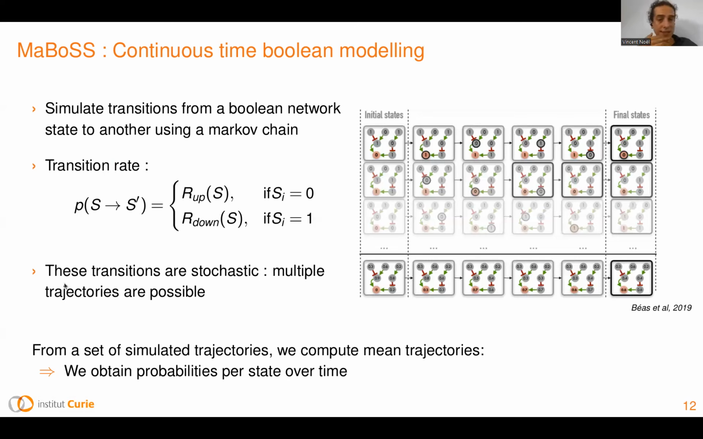Again, these transitions are stochastic, so we can have multiple trajectories. So what we do in practice is simulate the model many times. Every time we may reach a different state, or sometimes the same state. Then from the set of all the trajectories that we simulated, we compute mean trajectories. So you can see here you no longer have 0 or 1. You have a probability of this node to be active at this time point. And so what we obtain are probabilities per state over time.